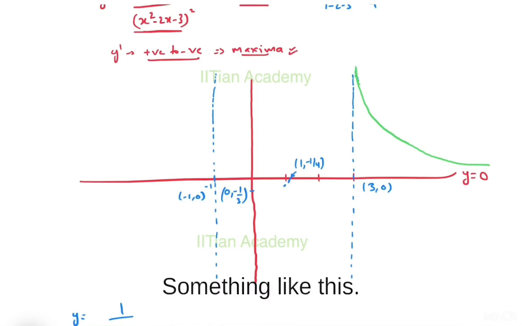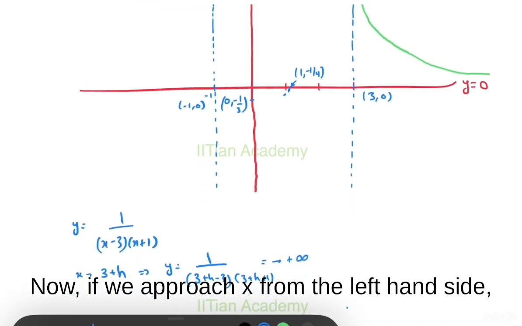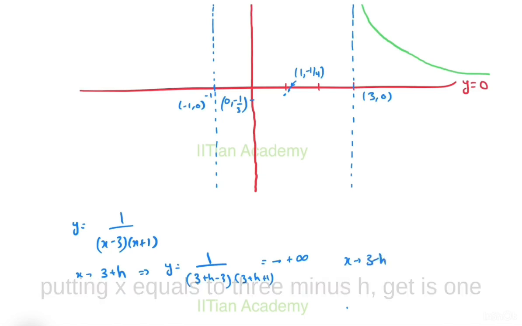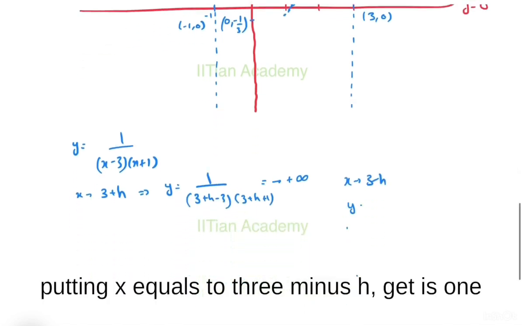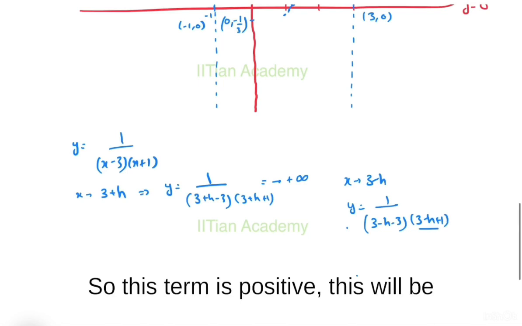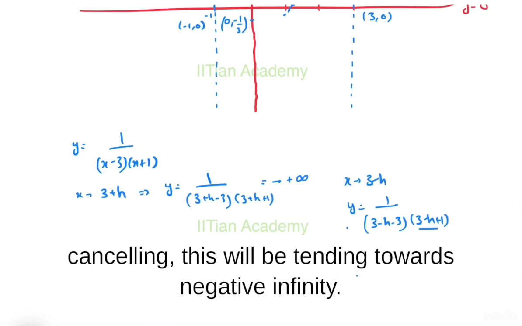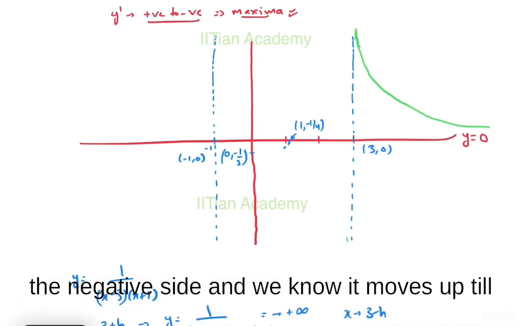Something like this. Now if we approach x from the left hand side, putting x equals 3 minus h, we get 1 by (3 minus h minus 3)(3 minus h plus 1). So this term is positive, this will be cancelled, this will be tending towards negative infinity. So that means the graph will be starting here on the negative side.